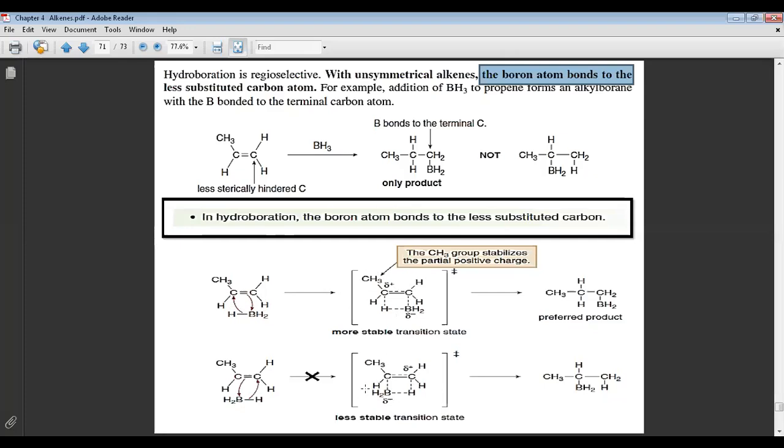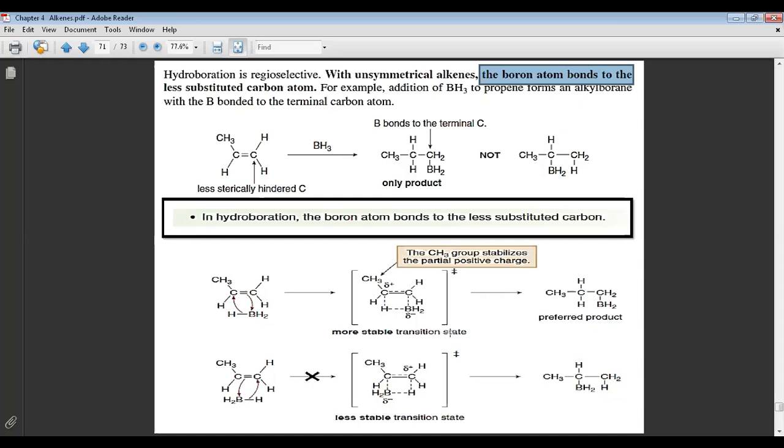Which one is more stable? The upper transition state will be more stable. Why? Because the positive charge happens on the carbon that is more stable. Why? Because the CH3, the alkyl group, donates electrons to this partially positive carbon and makes this carbon more stable. That means the CH3 group stabilizes the partial positive charge.